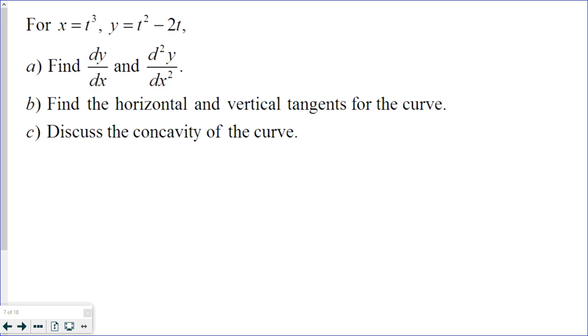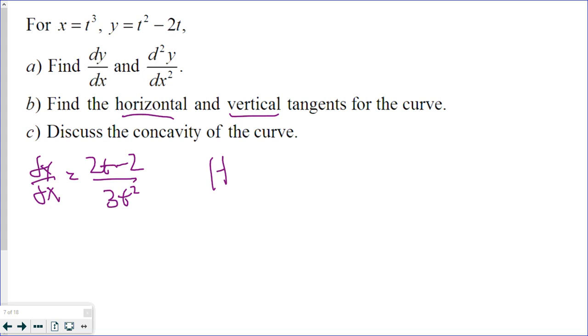So part B says, find the horizontal and vertical tangent lines for the curve. Now we know from lessons in the past that has to do with our first derivative equaling 0 or undefined. So our first derivative, if you remember from the last part A, is equal to (2t minus 2) over 3t squared. So if I want to know where this is a horizontal tangent line, let's start off with that.